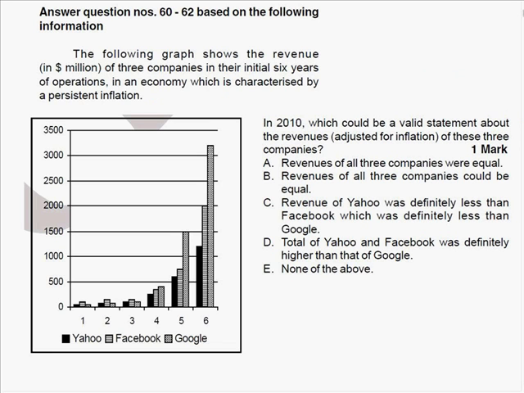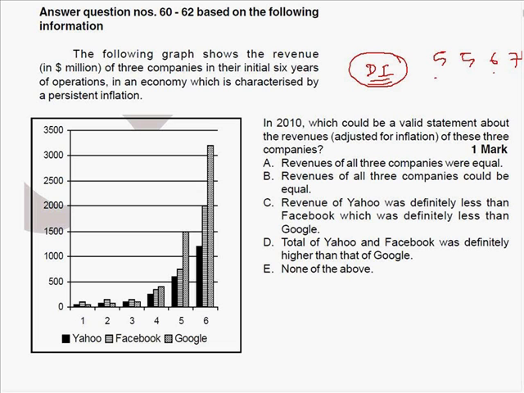Third question. This is a data interpretation. The following graph shows the revenue of 3 companies in the initial 6 years of the operations. Actually, somebody is asking me what is the mode. For example, if I say 5, 5, 6, 7, 8, 8, 8, 8, 2, 3, 4. The mean is you add everything and divide it by the number of terms. The median is if you put them in ascending order, which one comes in the middle. A mode is a frequency. So 8 is the mode, 4 times.